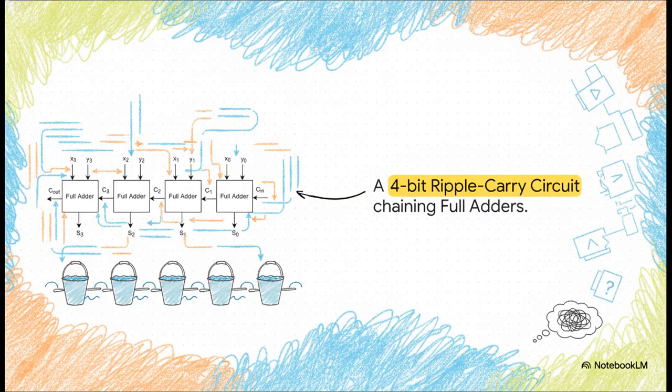Just to give you an idea of why that higher-level abstraction is an absolute lifesaver, look at this 4-bit ripple carry circuit. See how those individual full adders are daisy-chained together? The inputs come in at the top, the sum drops out the bottom, and that carry bit is passed down the line from right to left, exactly like a bucket brigade putting out a fire.